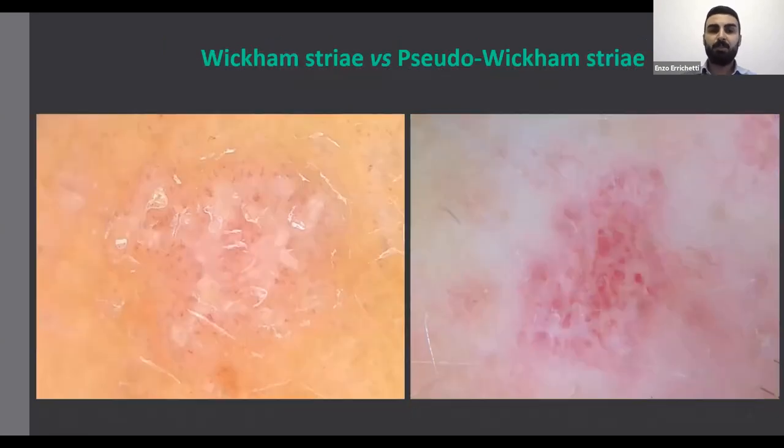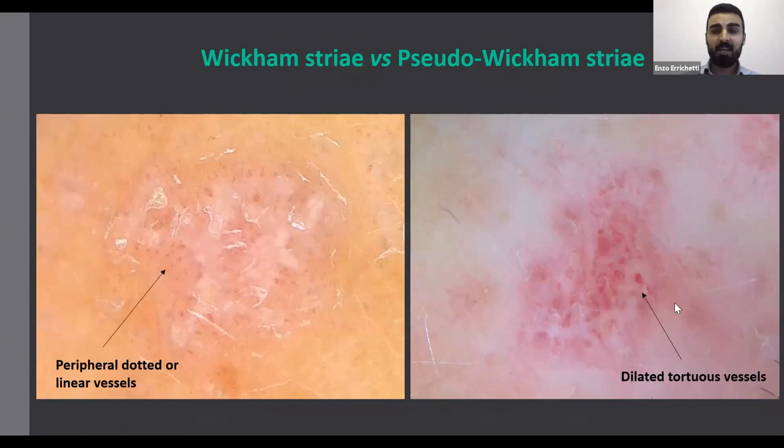The difference between the real Wickham stria and the pseudo-Wickham stria is in the vascular pattern, because in the pseudo-Wickham stria, we have vessels which are more dilated and tortuous compared to the Wickham stria. There is another difference, but it's not visible on the image. We have to see them in vivo, which is the color of these white lines. In the pseudo-Wickham stria, the white lines are brighter because they are due to the presence of fibrosis in the dermis. So the white color is brighter compared to the Wickham stria, which are due to the hypergranulosis typical of lichen planus.